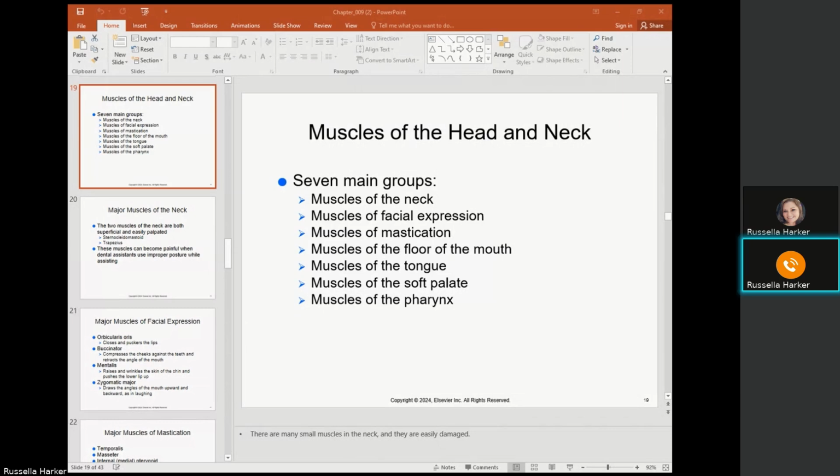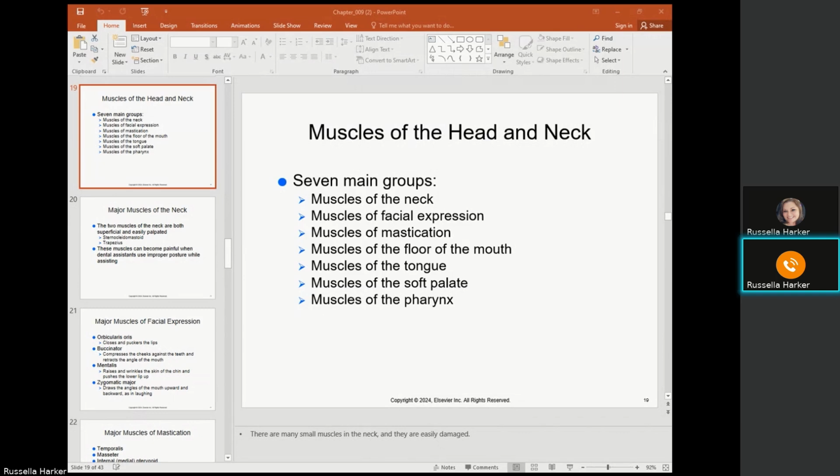Two of the muscles of the neck discussed are superficial. That means that they're easily palpated on the neck, so you can feel them with your hands or your fingers very easily. These cervical muscles are the sternocleidomastoid and the trapezius.